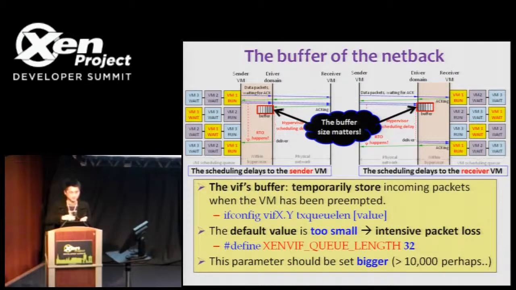But in data center networks, for 1 GB link and 10 GB link, the TCP's window size can be as high as several hundreds or even several thousands. So a lot of packets are actually dropped due to this small buffer. So maybe this parameter needs to be set bigger.